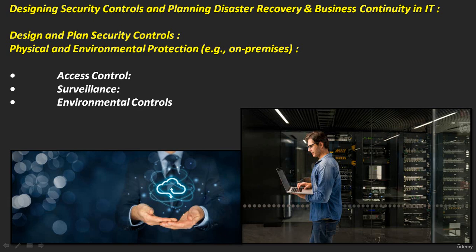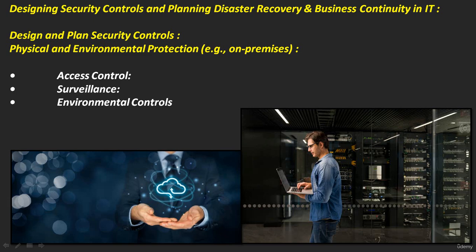The first will be on designing and planning the security controls. So what are the physical and environmental protections we can talk about now? For example, on premises. Physical security is the foundation of any comprehensive security plan. Protecting on-premises assets involves various measures, starting from access control. Implement strict access control to sensitive areas. We need to use key cards, biometrics, or other authentication methods to ensure only authorized personnel enter secure zones. According to the surveillance, install security cameras and monitoring systems to track activity in and around the premises. This not only acts as a deterrent but also provides evidence in case of incidents.